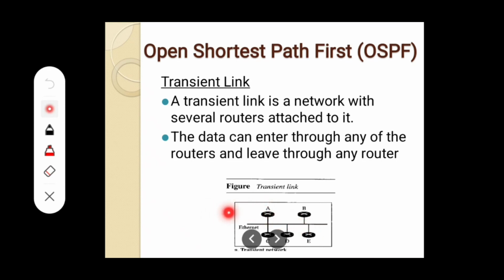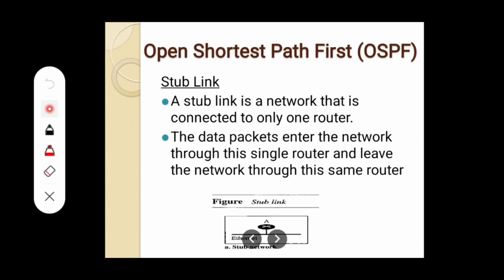Suppose the data will be entering through A and going out through E. Suppose it will be entering through B and going out through C. So that is called a transient link. A transient link is nothing but many routers interconnected through a link. That is called a transient link.